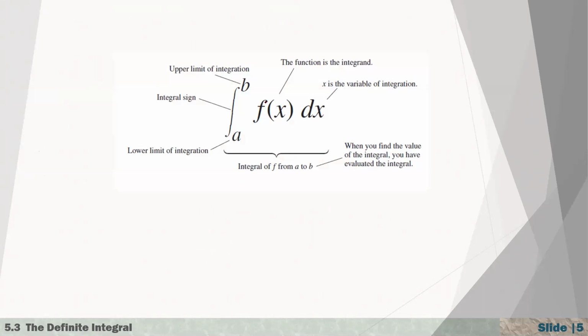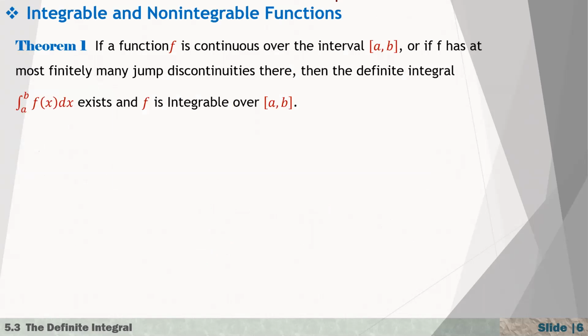So the symbol we are using is again the integral symbol, from a to b of f of x dx. x is the variable of integration. Now immediately the question comes: we know the definition now, but every time using the definition and checking whether the limit exists is a tedious job. Now a theorem makes our way shorter. If a function f is continuous over the interval a, b, or if f has at most finitely many discontinuities there, then the definite integral exists and f is integrable over a, b.